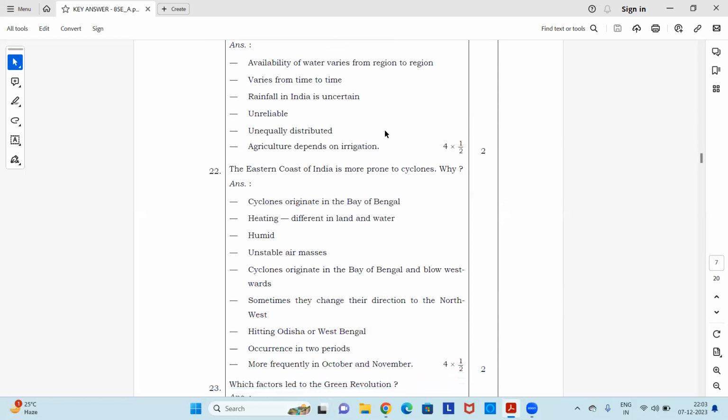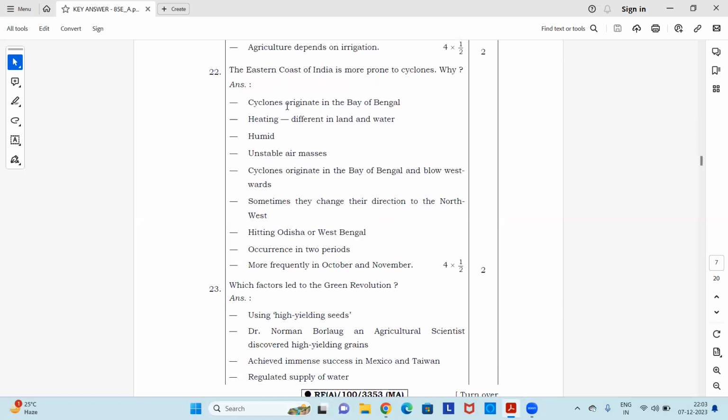Let's quickly go to the next question. Again, this is a compulsory question because there is no option here. Okay, so the eastern coast of India is more prone to cyclones. Why? Answer, cyclones originate in the Bay of Bengal. Heating different in land and water. Humid, unstable air masses. Cyclones originate in Bay of Bengal and blow westwards. Sometimes they change the direction to the northwest, hitting Odisha or West Bengal. Occurrence in 2 periods, more frequently in October and November. So again, these are the main key points.